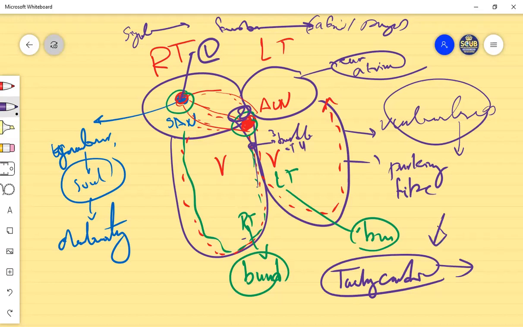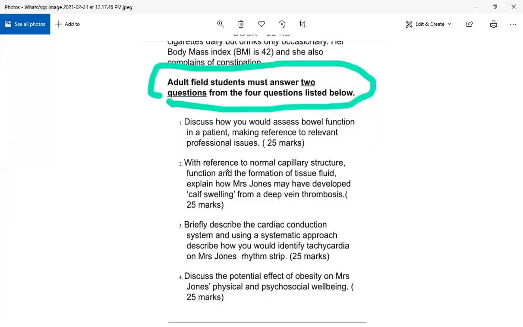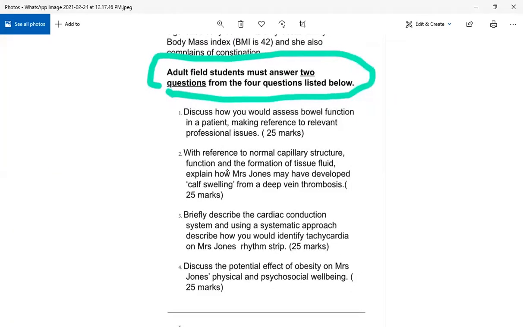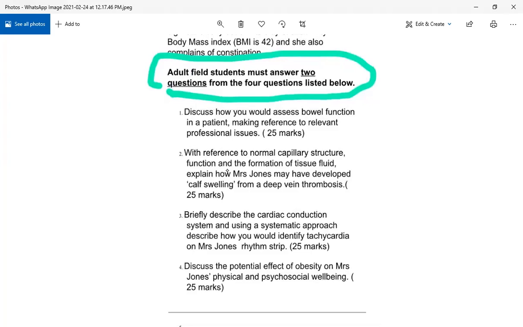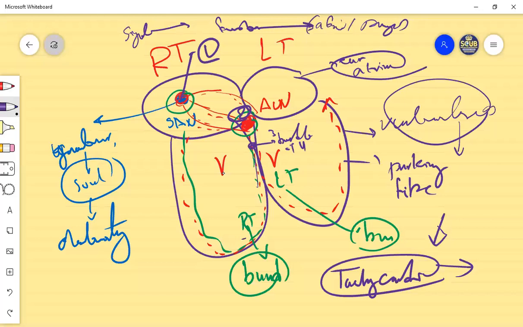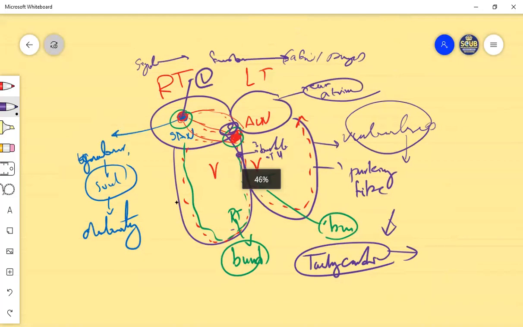So here they were talking about how you're going to figure out, describe the cardiac conduction system using a systematic approach. Now we accomplished that. Describe how you would identify tachycardia on Mr. Jones' rhythm strip. They want you to count the heart rate, or what do they want? I don't know. It's just an example.